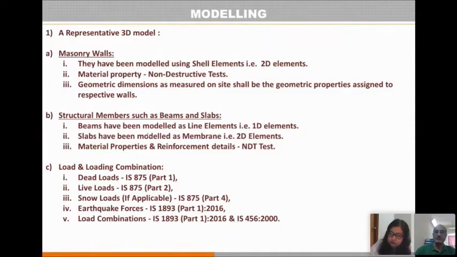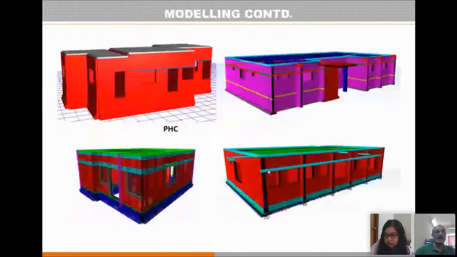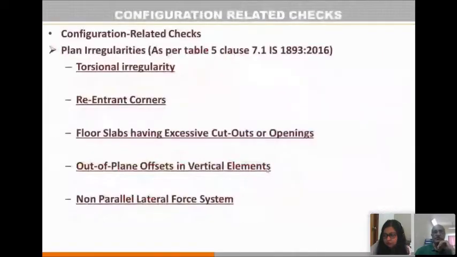Similarly, structural members such as beams, slabs, and columns have to be modeled as 1D elements or 2D elements, and the data from the site can be taken. The loading can be taken appropriately from the respective codes, as mentioned herein. These loads will be dead load, live load, snow load if applicable, then seismic load, and combinations thereof as delineated in IS 1893-2016 have to be considered. This is the case of load bearing structures.